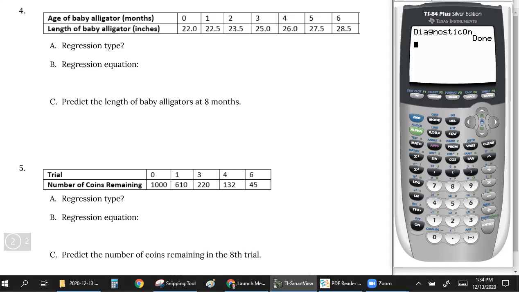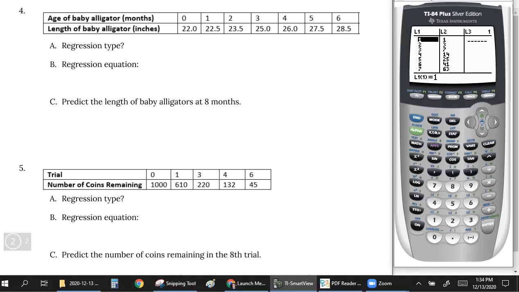Alrighty. Next step is we need to enter our data. In problem 4, we're looking at the age of a baby alligator in months versus the length of the baby alligator. To put in our data, go to stat and then hit enter for edit. We're going to put data in L1 and L2. You'll notice I already have data in there.